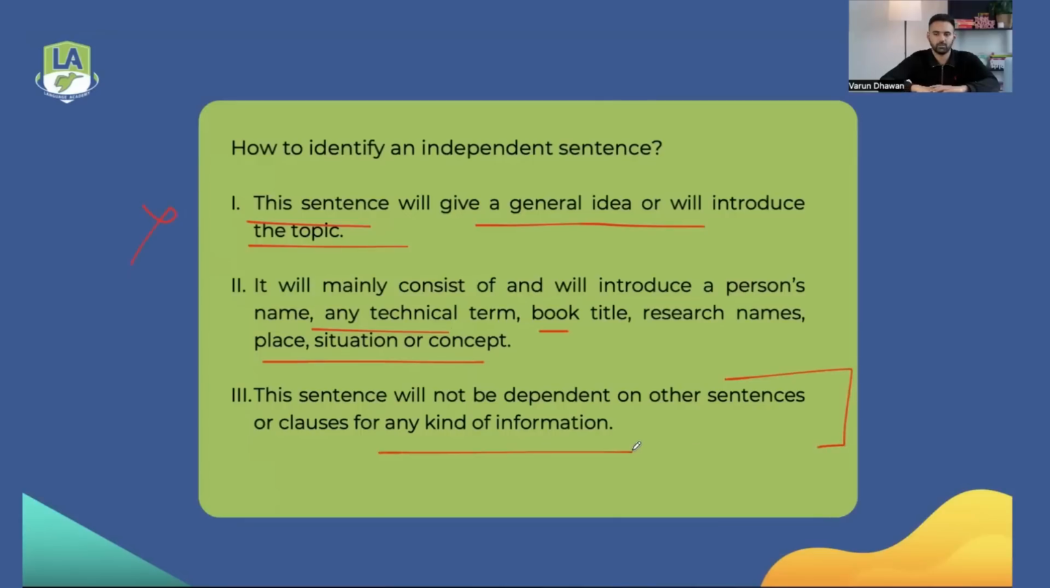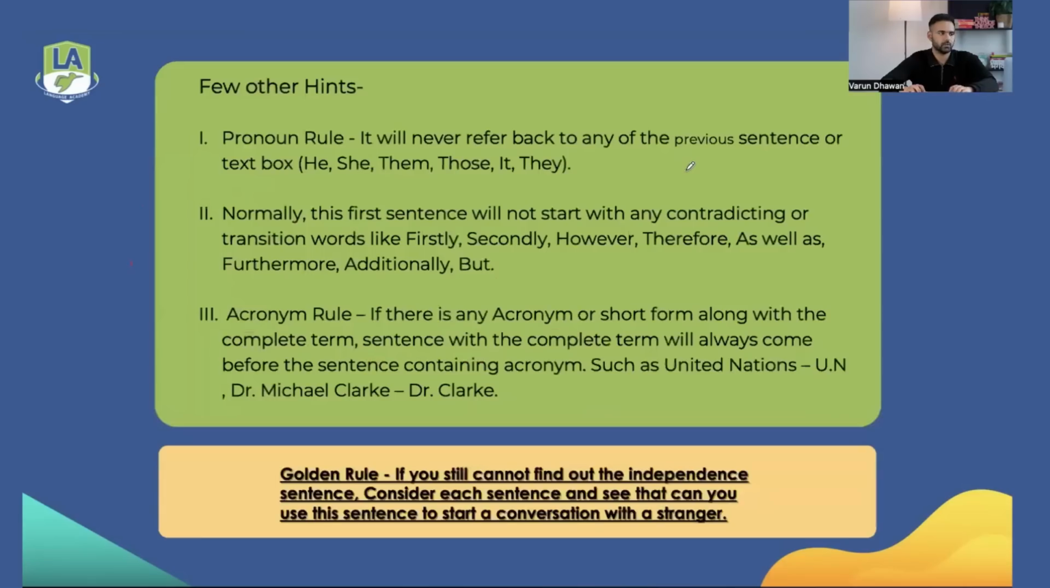For example, it will not be like, I went there yesterday. We don't really know what there is, and there relates to some other sentence or some other piece of information. Therefore, it cannot be an independent sentence. An independent sentence should be a complete piece of information, meaning you should be able to use it to start your conversation with a person who has no background knowledge of what you're talking about.